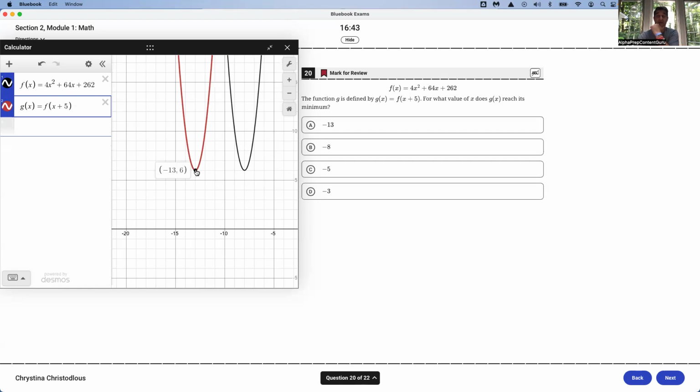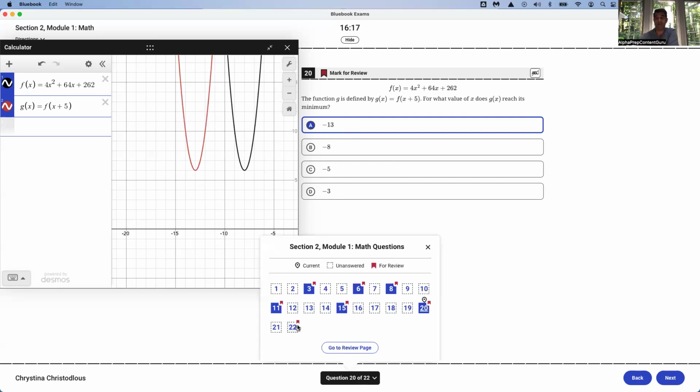The fact that the critical values turn into gray dots, and we know when x is negative 13, y is 6. 6 is the minimum value, but negative 13 is the x value that gives us the minimum of g of x. Now, I'm shocked that 6 isn't a trap answer choice, especially for number 20, but here we have a simple approach to this, and hopefully it makes so much sense that you're like, all right, this is pretty cool.